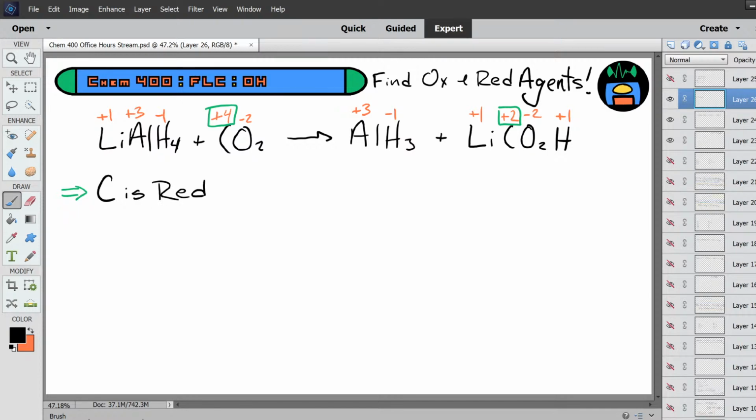But now what's oxidized? One thing you'll notice is lithium starts at positive 1, ends at positive 1. No change. Aluminum starts at positive 3, ends at positive 3. No change. Now, what makes this one challenging is you're like, well, hydrogen starts at negative 1, but in one compound, it ends at negative 1. In another compound, it ends at positive 1. Which one do you go with?